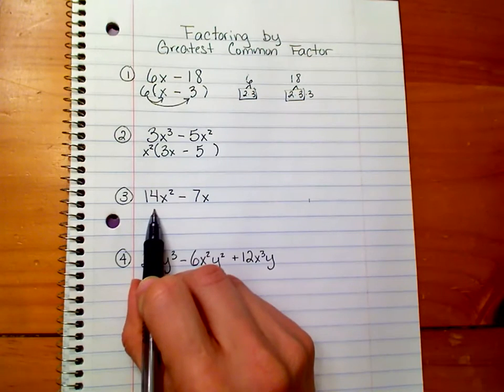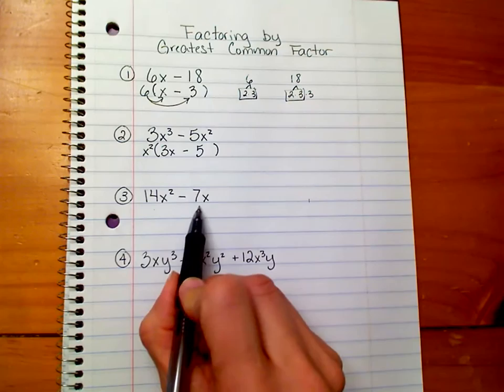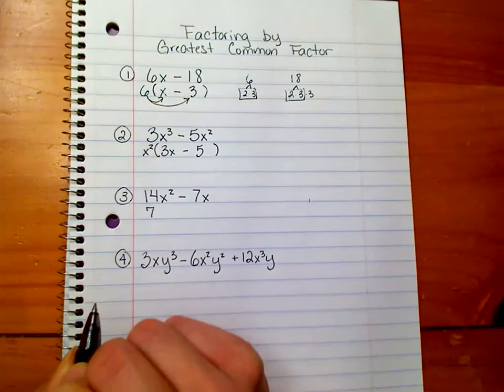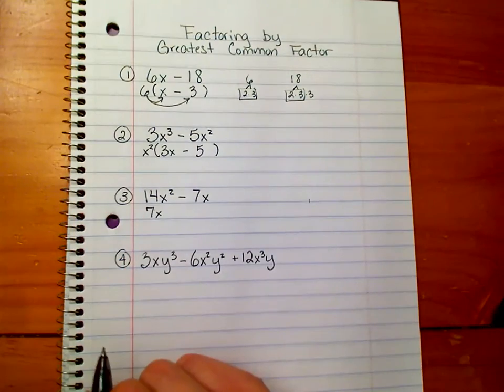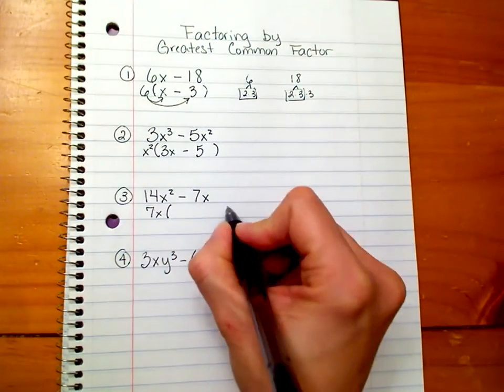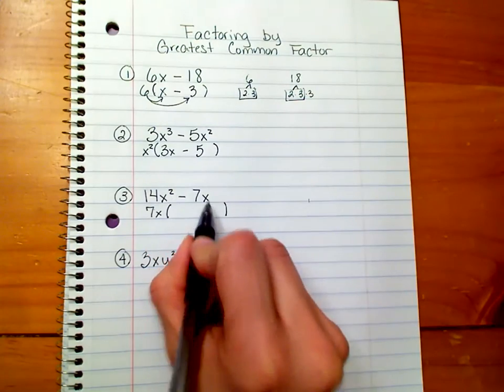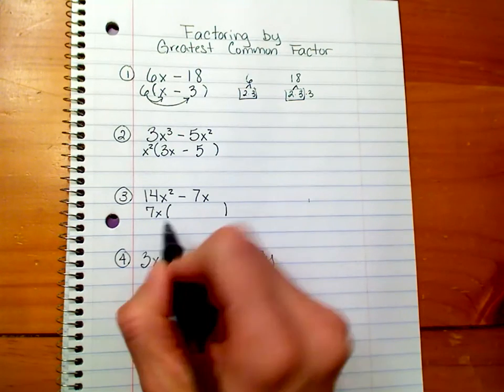So down here, I wanted to show you this one because this is a common mistake people make. The greatest common factor, as you might see, between 14 and 7 is 7. Between x squared and x, it's x. So our greatest common factor is 7x. Now I want to know what multiplied by 7x gets me 14x squared minus 7x. So that means I divide this by 7x.